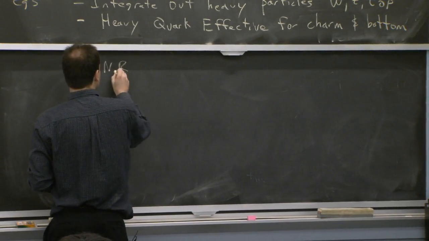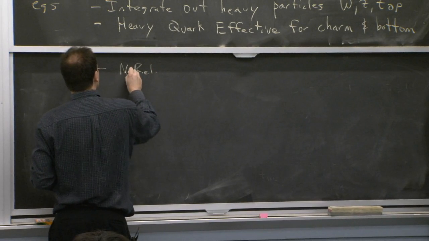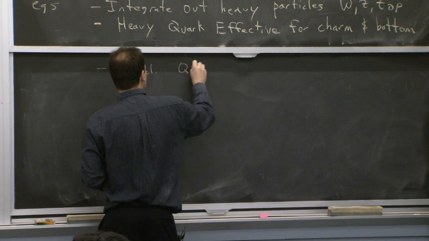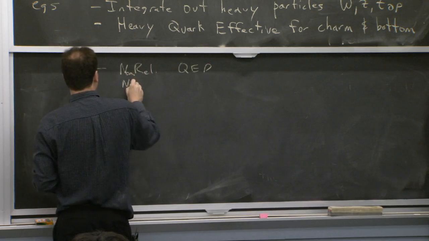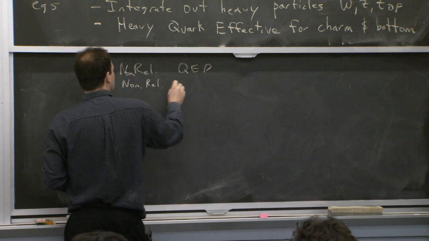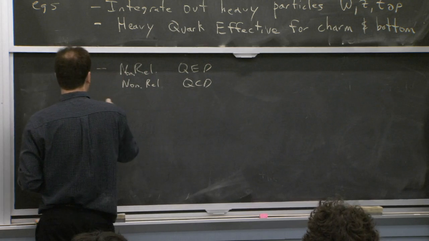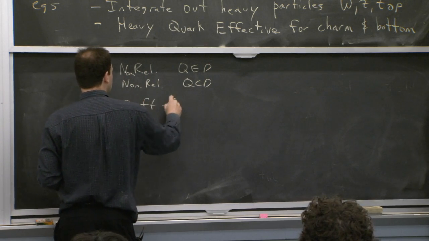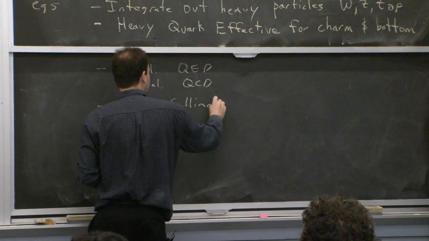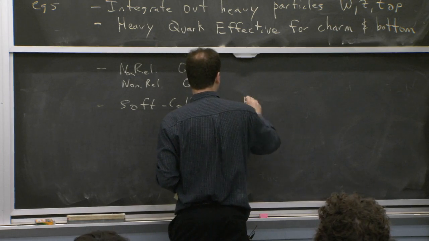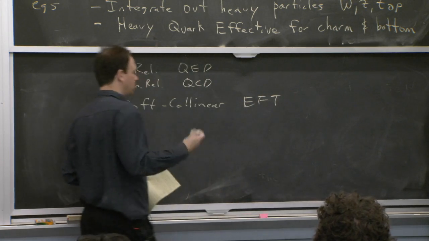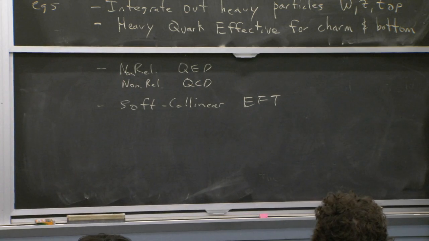So non-relativistic QED and non-relativistic QCD are also examples here. And soft collinear effective theory, one of our main subjects, is also an example of this type, where we can just start in QCD and do an expansion and get the effective field theory.